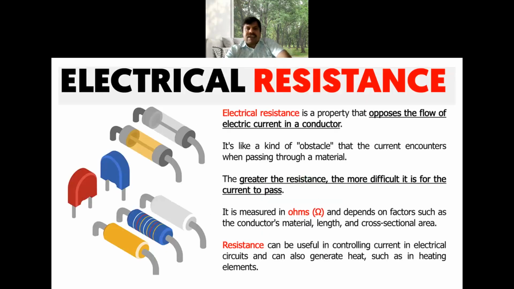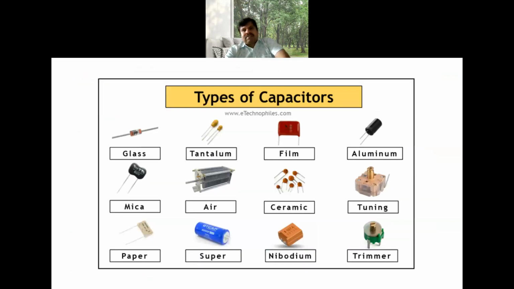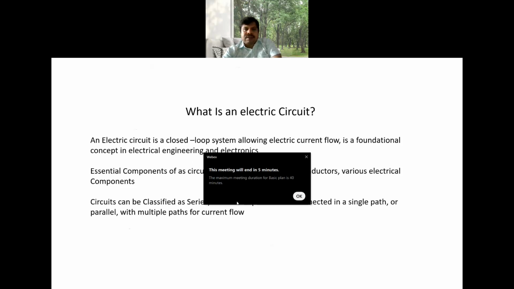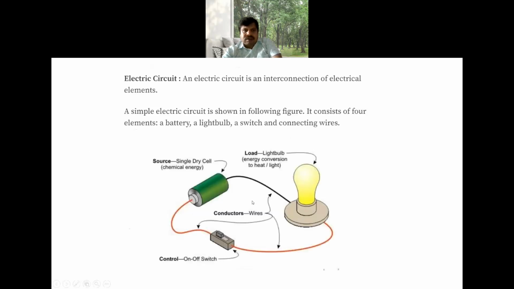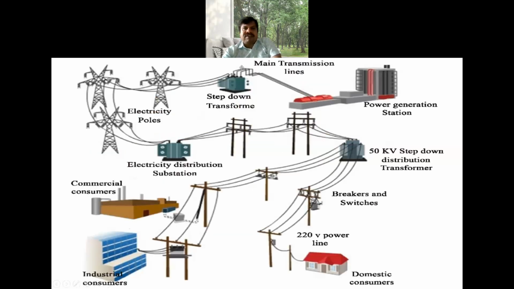After that, we saw the basic elements. The basic elements of electricity are resistance, inductance, capacitance. Next, we saw what is meant by an electric circuit. An electric circuit is a closed loop system allowing electric current flow, a fundamental concept in electrical engineering. We saw different types, that is series circuits and parallel circuits. Later, we saw the power flow from the generation plant to the different types of consumers.